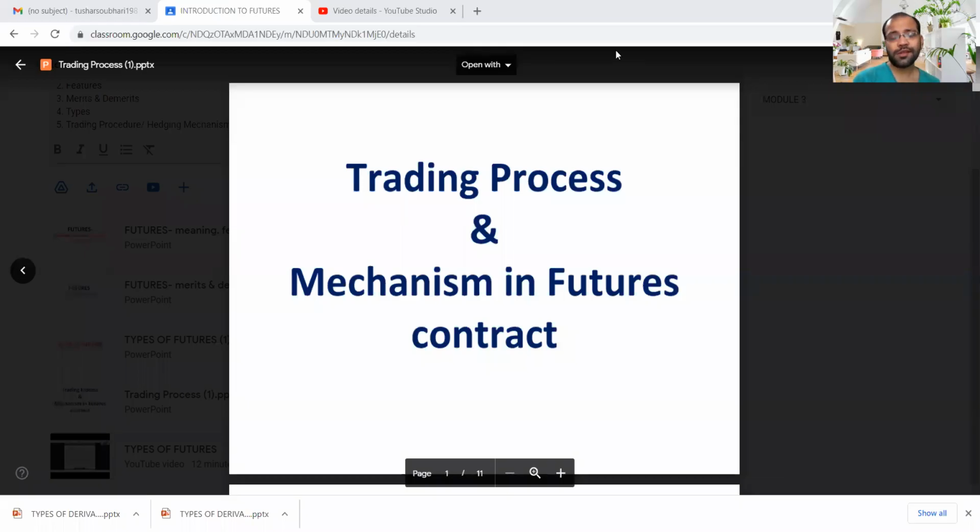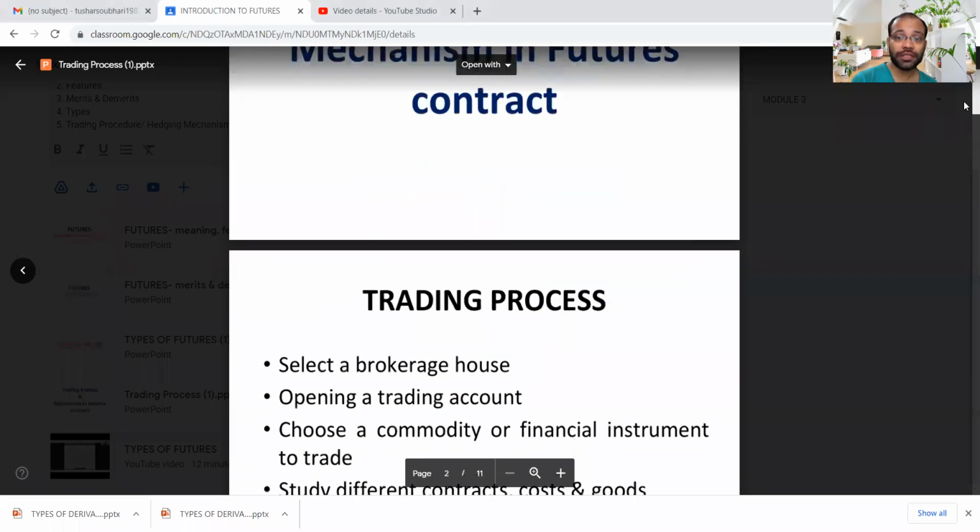Hello, everyone. So let's come to the next important part of the third module, that is the trading mechanism or the trading process in the futures contract. So here we'll basically be dealing with how the hedging activity happens in the futures contract. This is an important Part B question as well as Part C question too. In this, we are going to learn not only that, we'll also be learning about various other important terminologies.